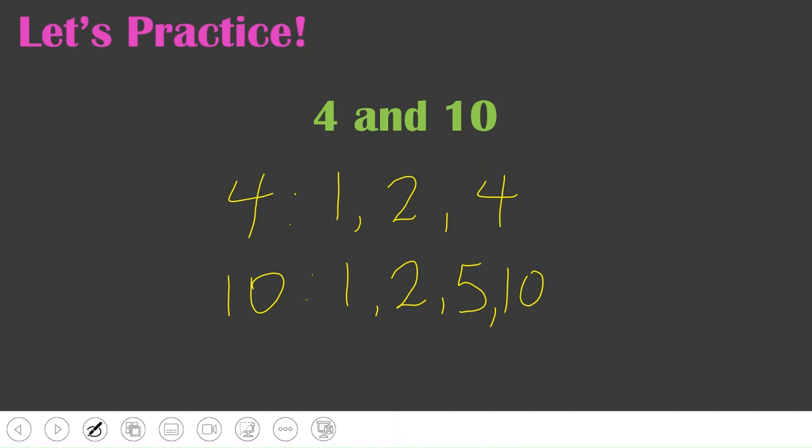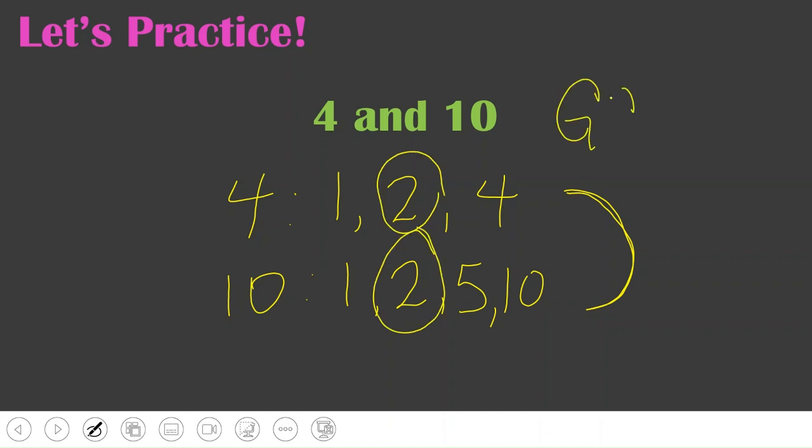So when we look at both of these lists, we are looking for the common factor of both. Common means the factor has to be a factor of 4 and a factor of 10. And we're looking for the biggest one. This one's pretty easy to spot because there's only one factor that both numbers have in common, and it is 2. So we could say the greatest common factor of 4 and 10 is 2.